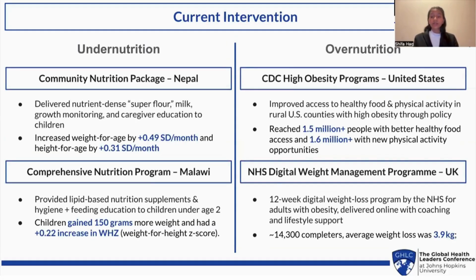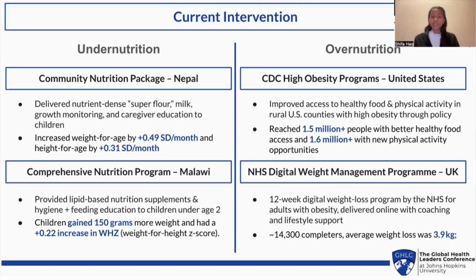Which brings me to current intervention. As of right now, we see many interventional programs for both undernutrition and overnutrition, including the community nutrition package in Nepal and comprehensive nutrition program in Malawi, which both target children's undernourishment and give children resources and food to ensure that they are not undernourished. This program has yielded tangible and effective results.